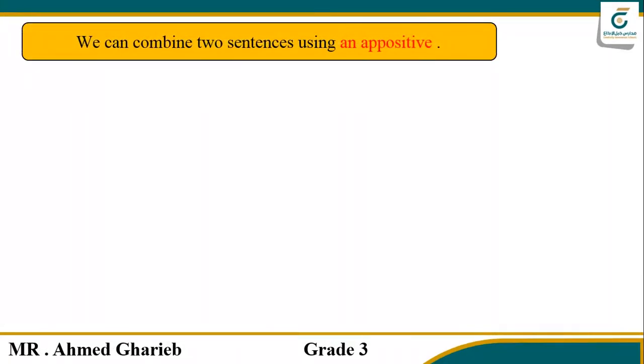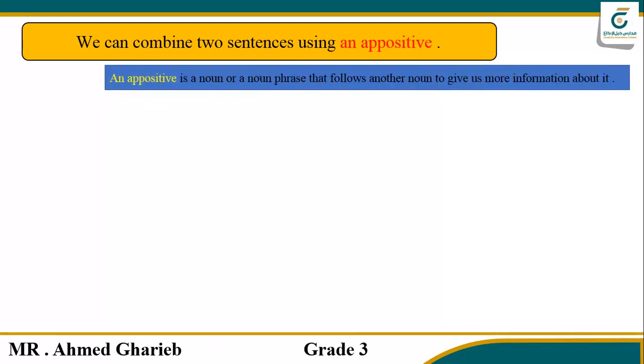Also, we can combine two sentences using an appositive. What's the appositive? It's a noun or a noun phrase that comes after another noun. Why? To give information about it, because I don't know it. So the appositive is a noun or a noun phrase that follows another noun to give us more information about it.